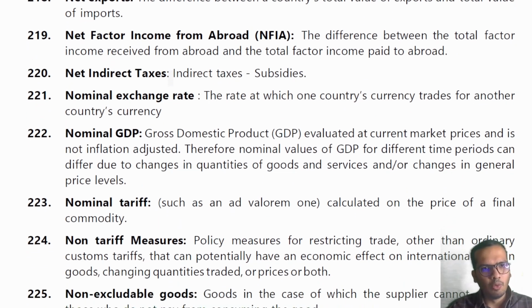We have then nominal exchange rate. So the exchange rate at which one country's currency trades for another country's currency. Then comes number 222, nominal GDP. So it is gross domestic product, GDP, evaluated at current market prices and is not inflation adjusted. Therefore, nominal value of GDP for different years can differ due to change in quantity of goods and services and or change in price levels.